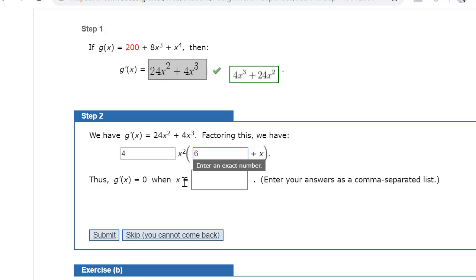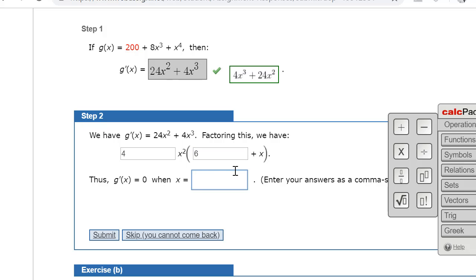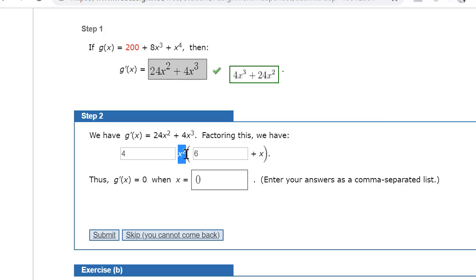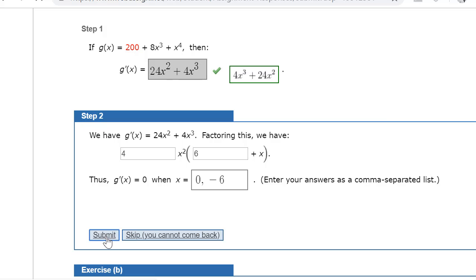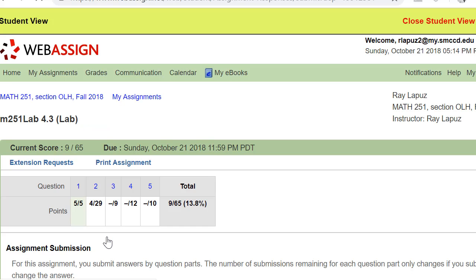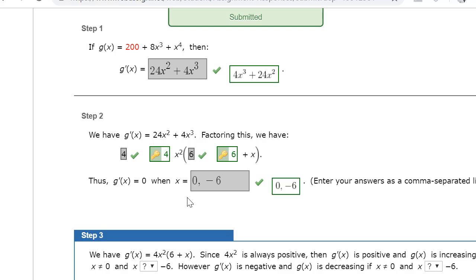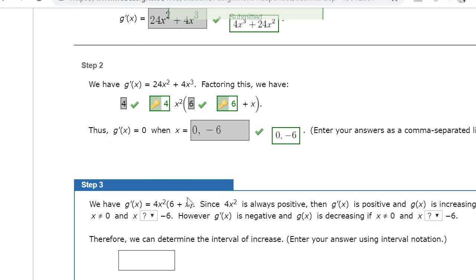And so g prime is equal to 0. It looks like we're going to have a couple of solutions. When x squared is equal to 0, that means x is equal to 0. And when x plus 6 equals 0, then x is going to equal negative 6. So we have a couple of solutions. These are your critical points. That's when the first derivative is equal to 0.